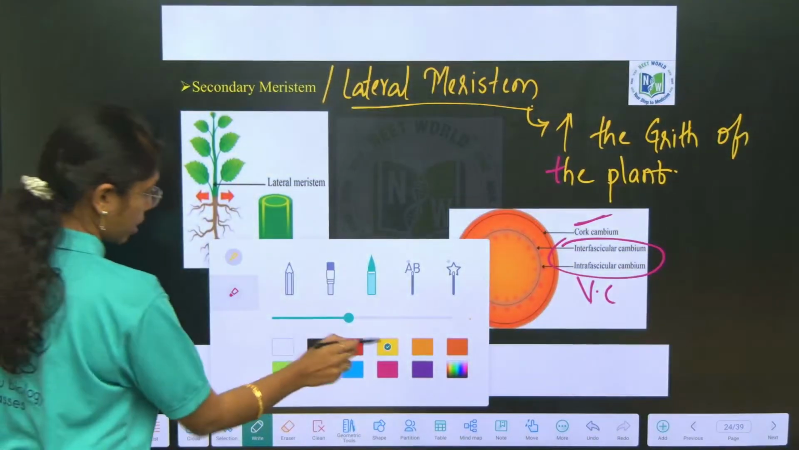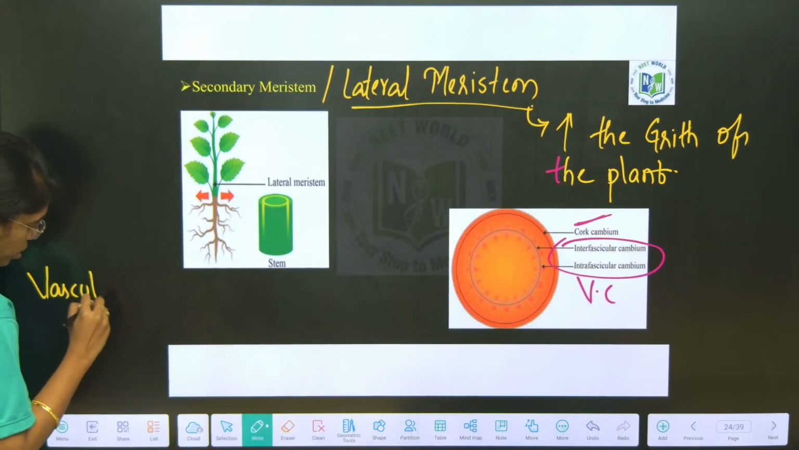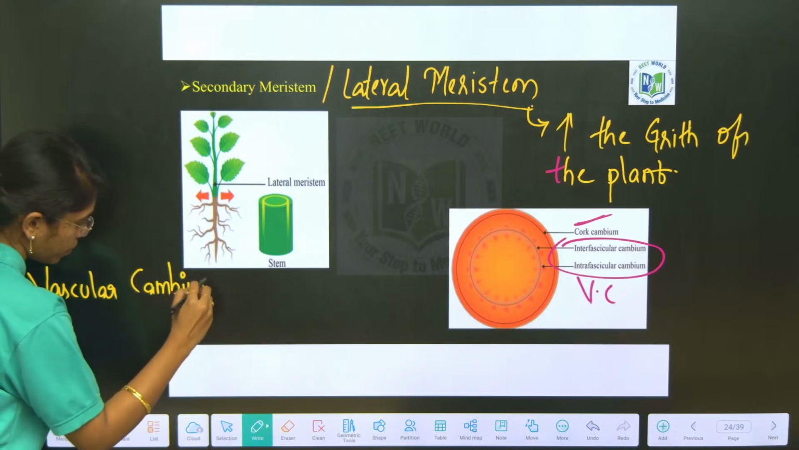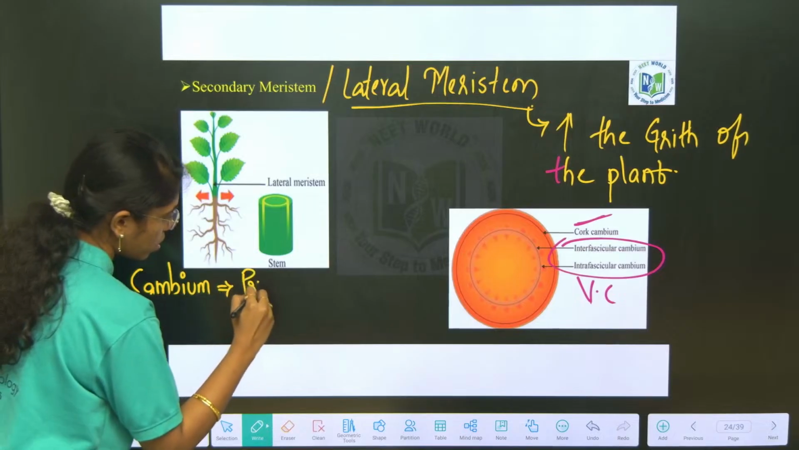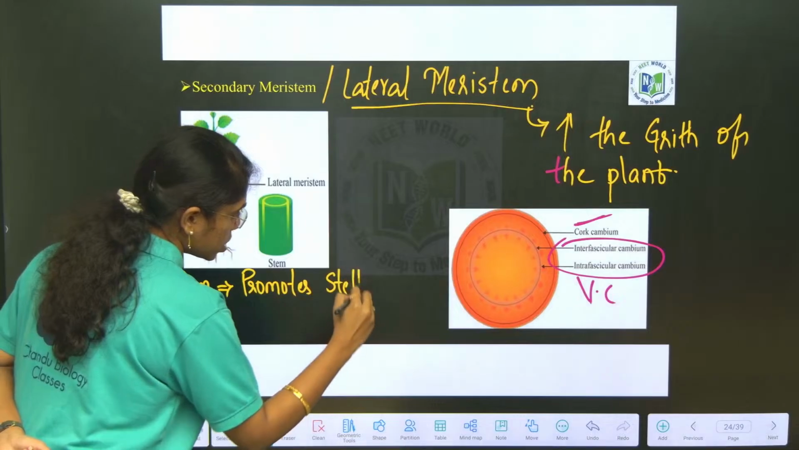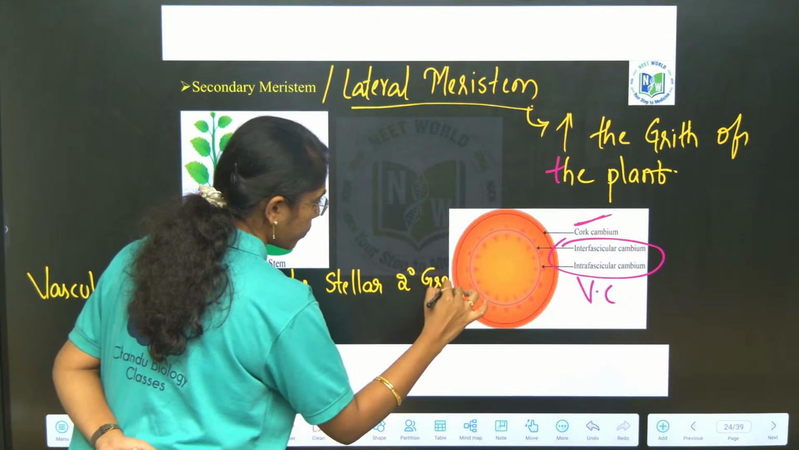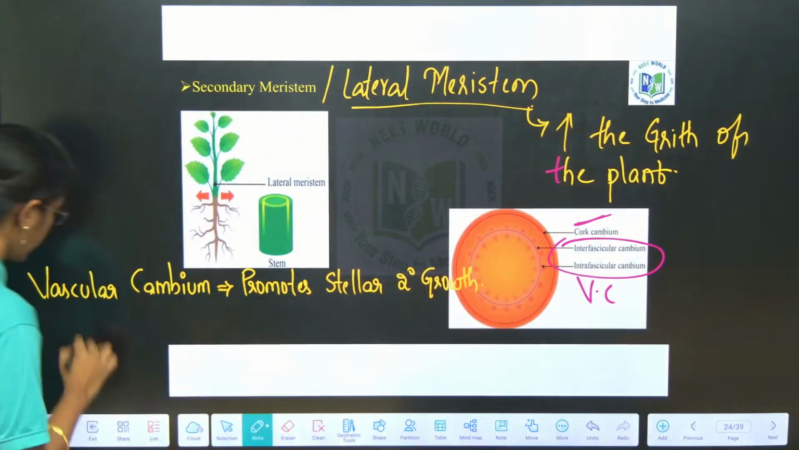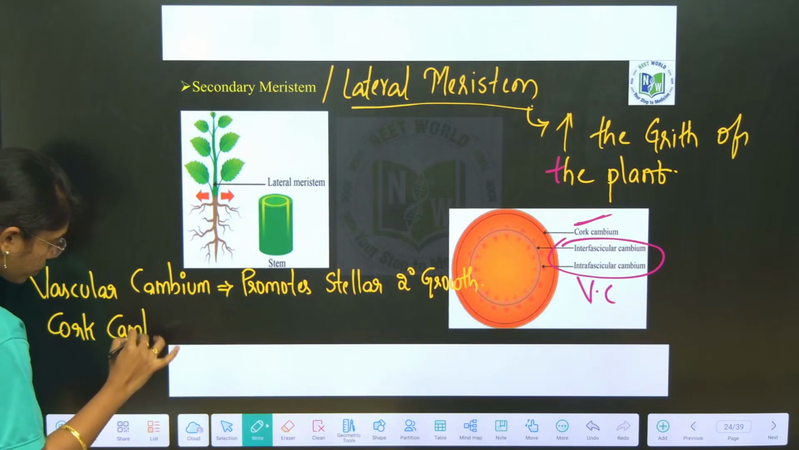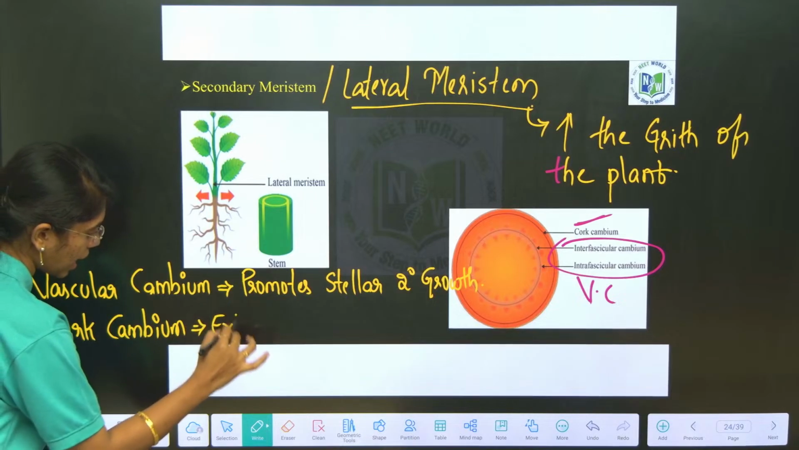Important terms, take down. Vascular cambium promotes stellar secondary growth, okay. Cork cambium promotes extrastellar secondary growth.